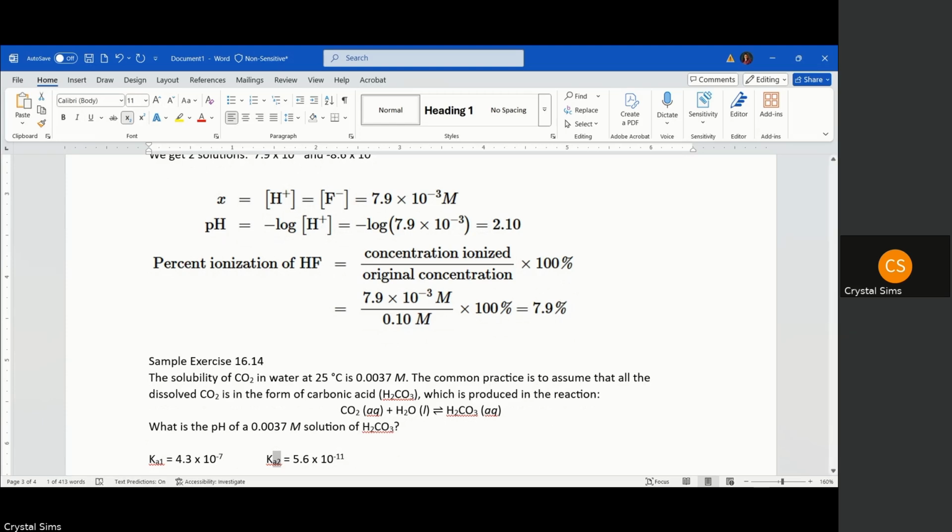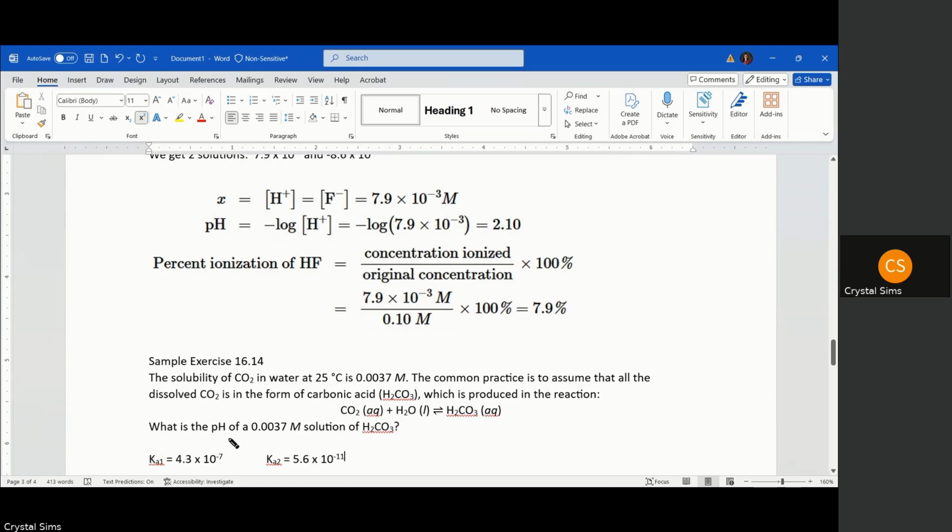If the two Ka values differ by more than a factor of 10 to the third, then we can calculate the pH by looking only at our first acid dissociation constant.